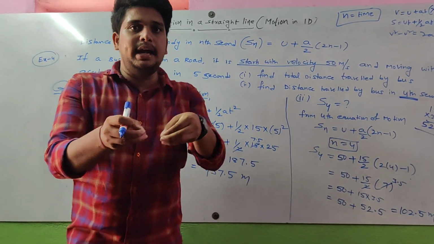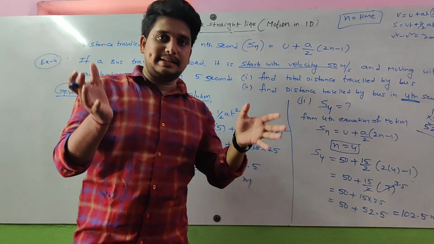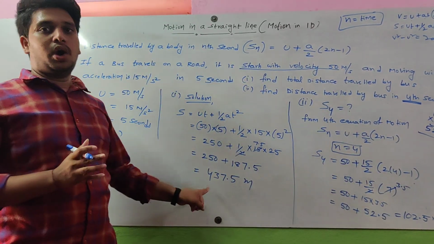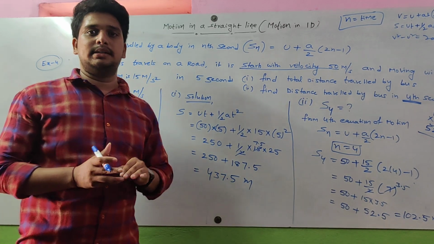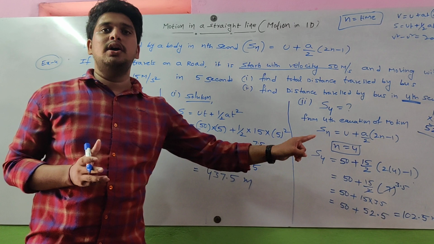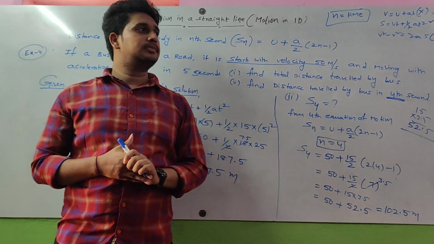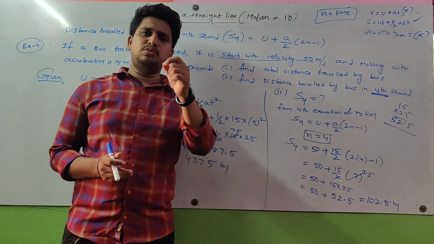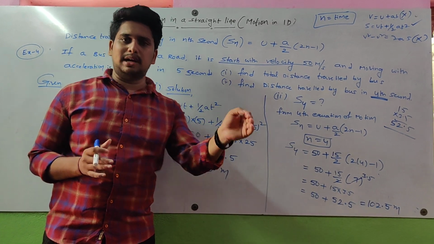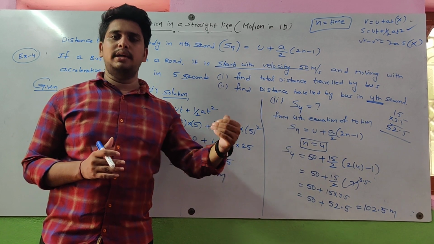In the fourth second it travels 102.5 meters. The total distance traveled by bus is 437.5 meters. Only in the fourth second, the distance traveled is 102.5 meters. I hope you all understood this lecture. Here two parts are given. First part, total distance traveled by body. Second part, distance traveled by body in the fourth second.